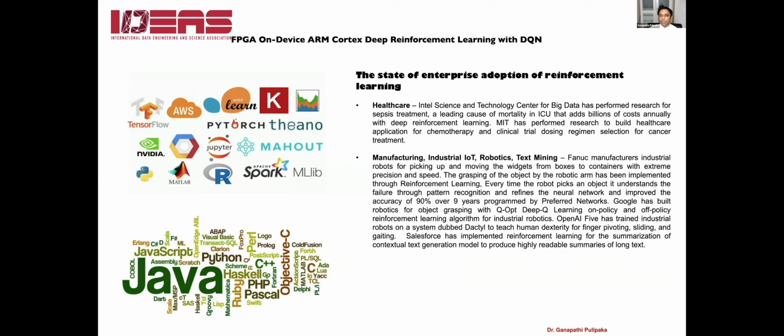But they haven't released it to the public yet because they're still conducting more clinical trials to fine-tune the algorithms and be able to introduce it in the market. And again, it's not limited to healthcare. It also has been introduced to several industries like manufacturing, industrial IoT, robotics, and text mining. We have also already taken a look at robotics, where Google and OpenAI have implemented it.